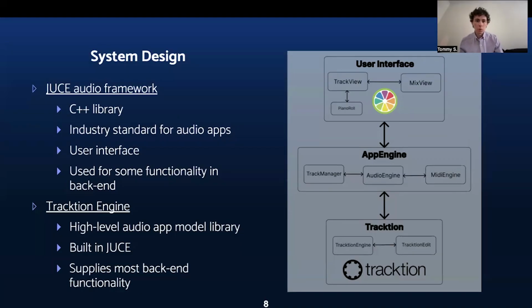Traction is a high-level audio application model library that's actually built onto Juice itself. It supplies most of the core backend functionality that you'd expect in a modern DAW. This includes things like clip handling, edits, playback, and routing. And all of this will connect through our app engine layer, which unifies the track manager, audio engine, and MIDI engine. And that allows our UI components to stay lightweight and synchronized with the engine.